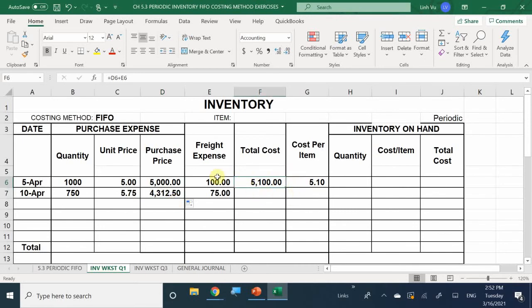So what is my total cost going to be for this batch right here? $4,387.50. Correct. All right, and you can also apply the fill handle in this column too if you cell referenced it correctly. If you took the total cost divided by the quantity, you should be able to apply the formula down here too. So what is my total cost per item?